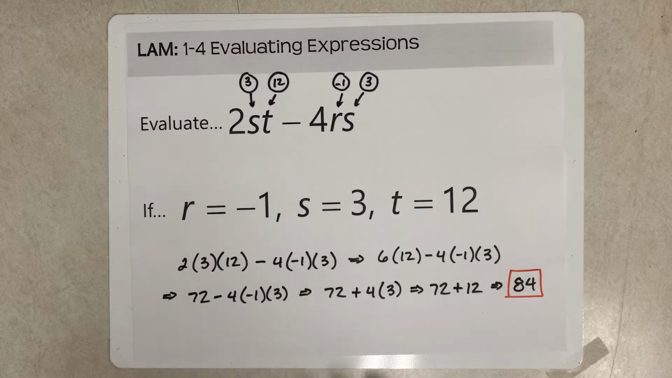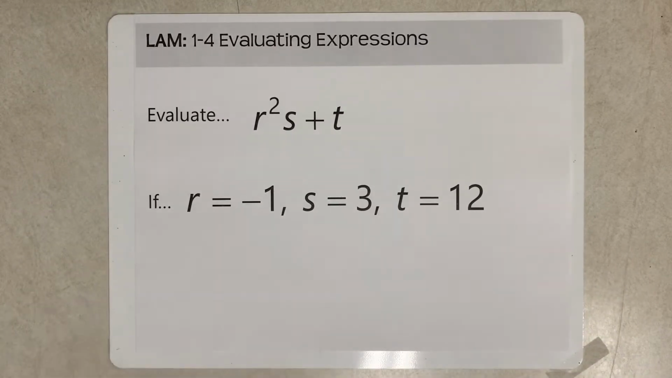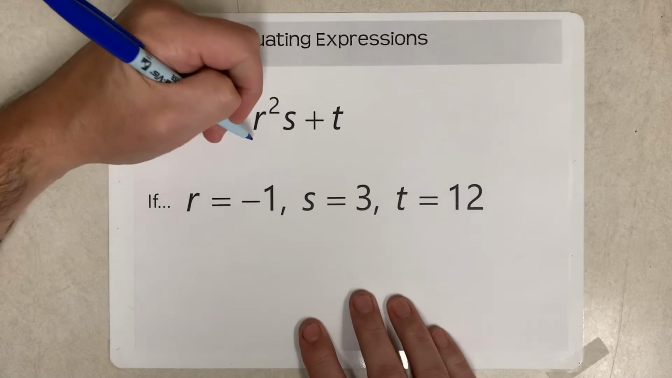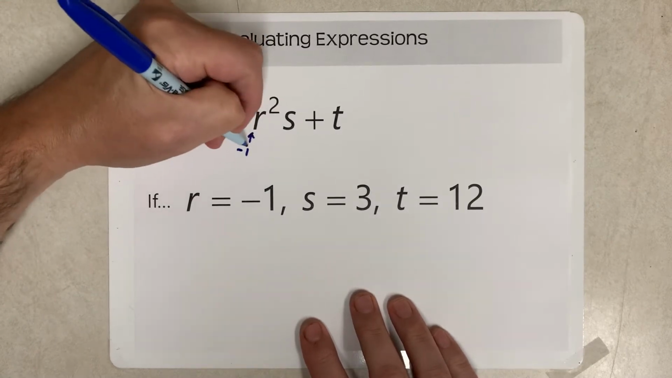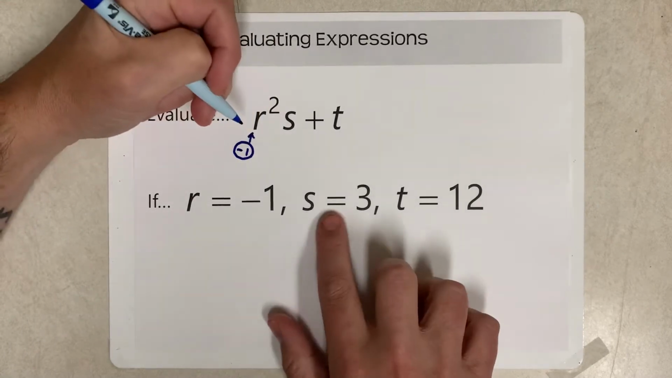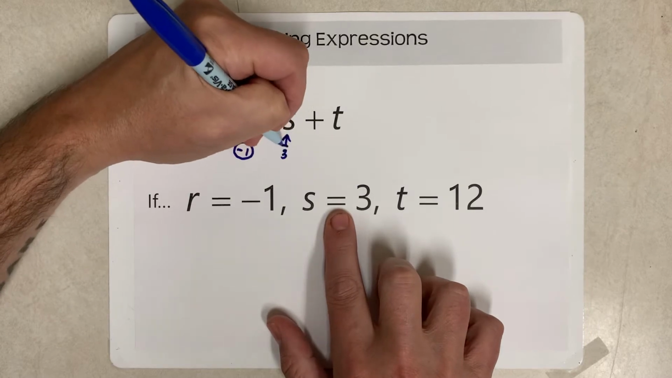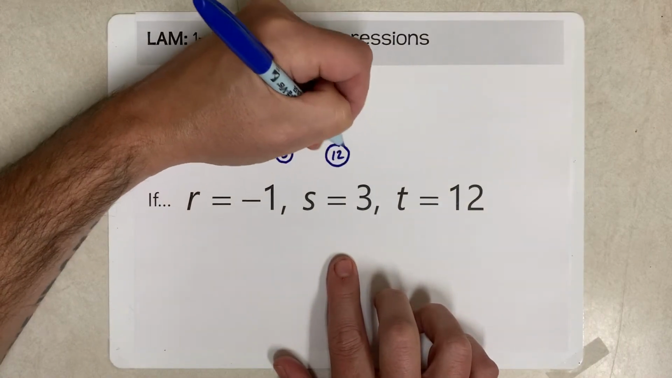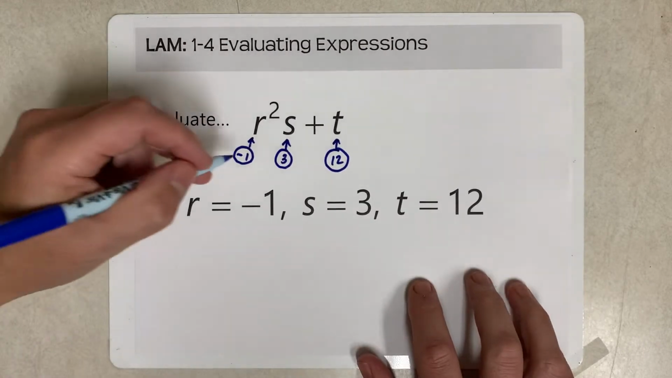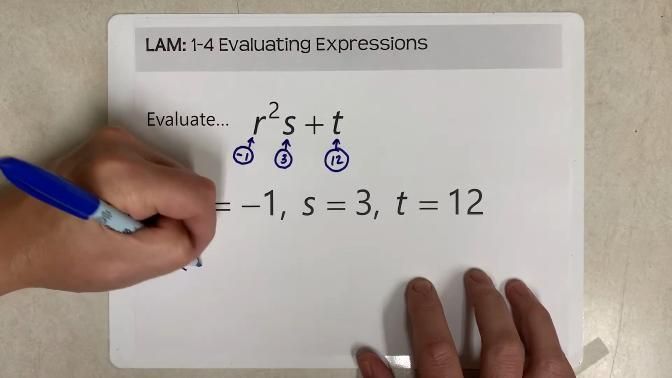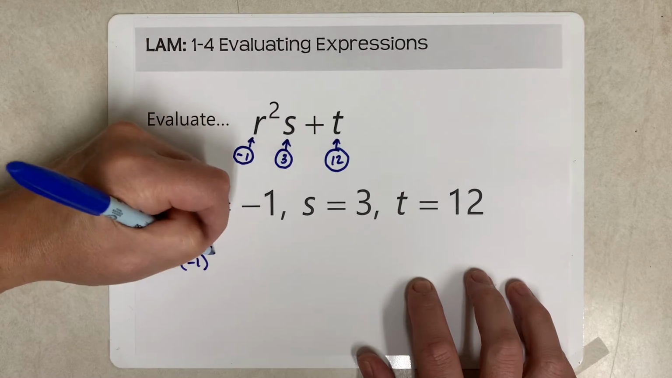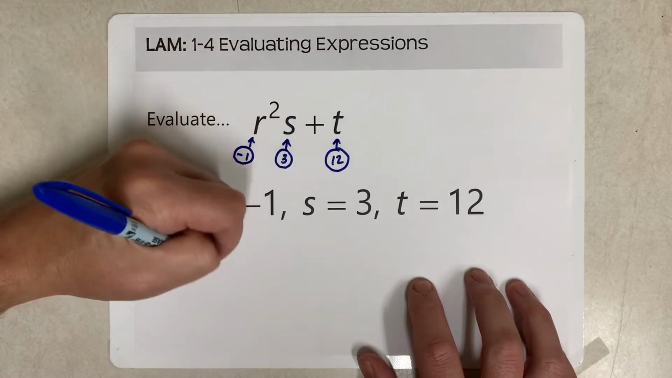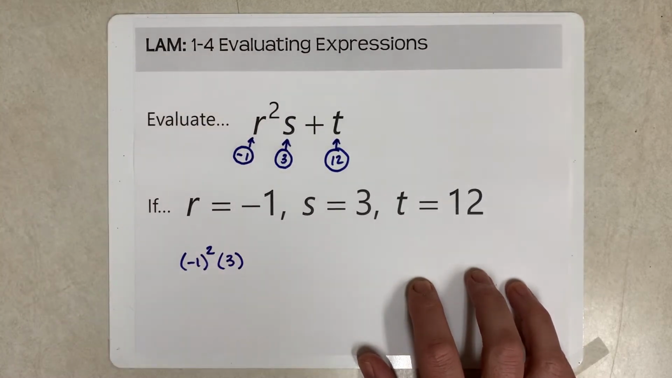Let's take a look at our next example here. These are just kind of different. This one says r squared s plus t, okay? This time r is -1 again, s is 3, and t is 12. Okay, so let's plug those in. We have -1 squared times 3. I'll put that in parentheses too.